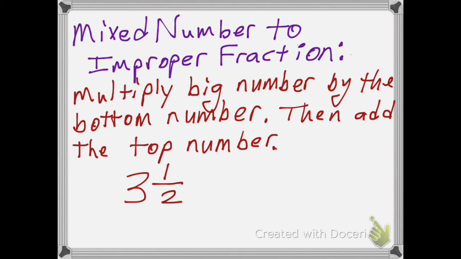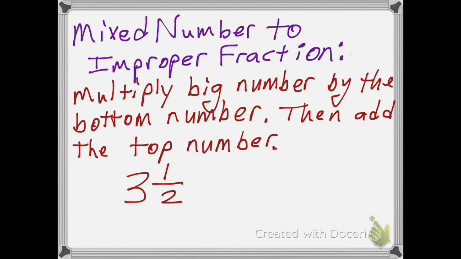So when we take a mixed number and turn it into an improper fraction, because we have to do that in order to add it or subtract it, we need to multiply the big number, that's the whole number, by the bottom number, which is the denominator, and then add the top number, which is the numerator. And remember, the only number that we're changing is the top number, or the numerator.